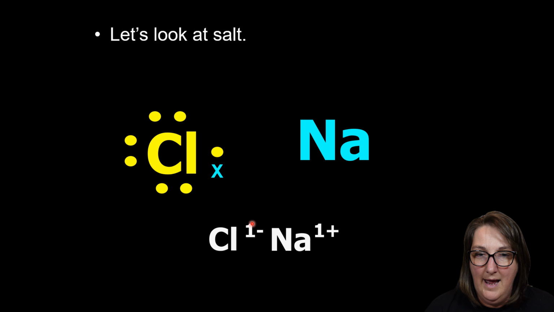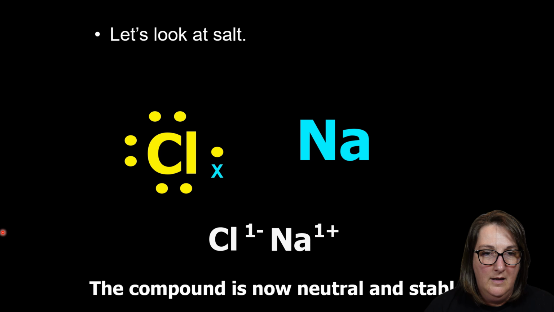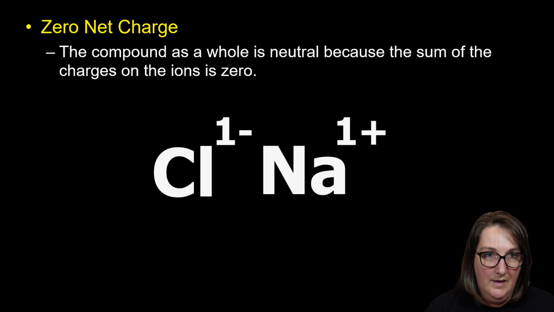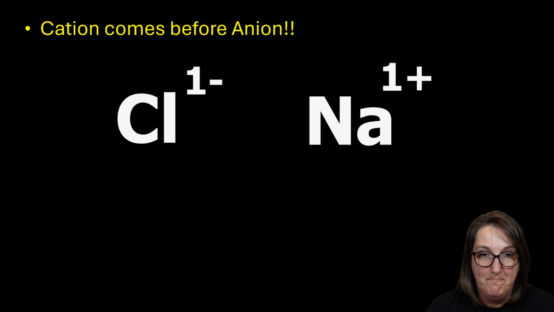So I write out my oxidation numbers. Okay, this formula is not correct. I'm going to tell you how to do that here in a second. But I'm just showing you right now your oxidation numbers that you need to write. So now I have a compound that's neutral and stable. They're balancing each other out. So I have what's called a net charge, a 0 net charge. They're going to neutralize each other. And this neutralization is going to be the pull that has these atoms come together.